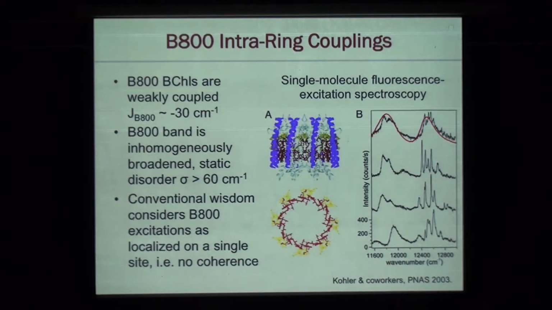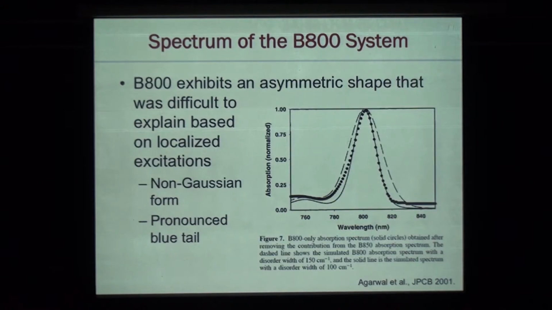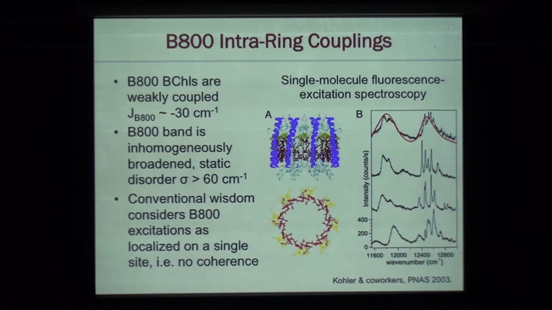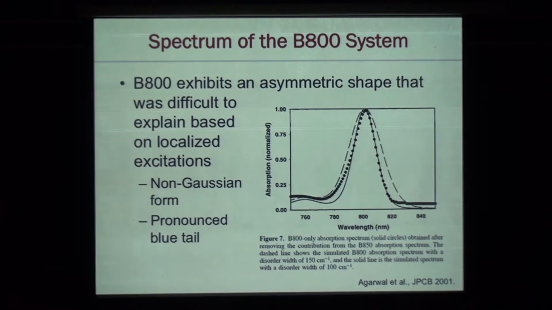Next one is BA100 intra-ring couplings. They are also very small. Single molecule experiments have shown that BA100 excitations are highly localized. So people tend to think that this BA100 ring, the outer ring, has excitations localized on a single chromophore, and use this picture to do all sorts of calculations, including simulating the absorption spectrum of the BA100. But all the time, on the high energy side, there is a difference. The dots are the experimental spectrum, the lines are simulations. Here, they cannot get it right.